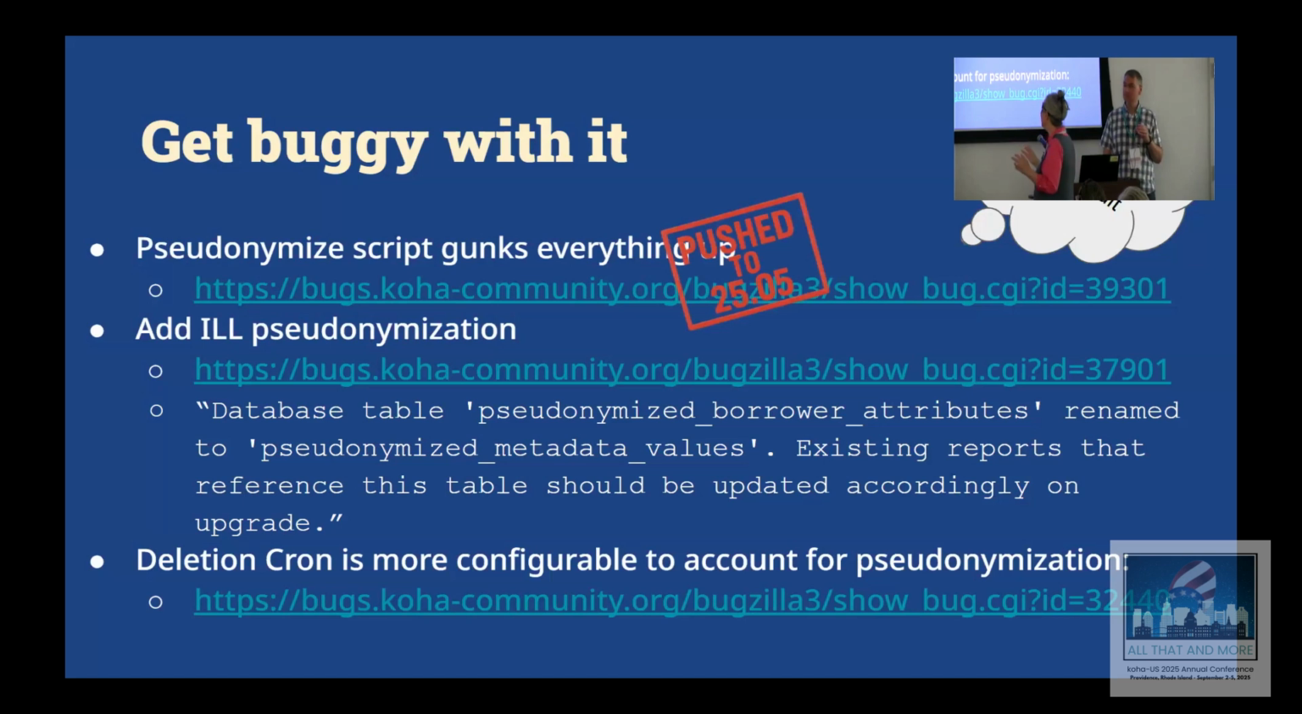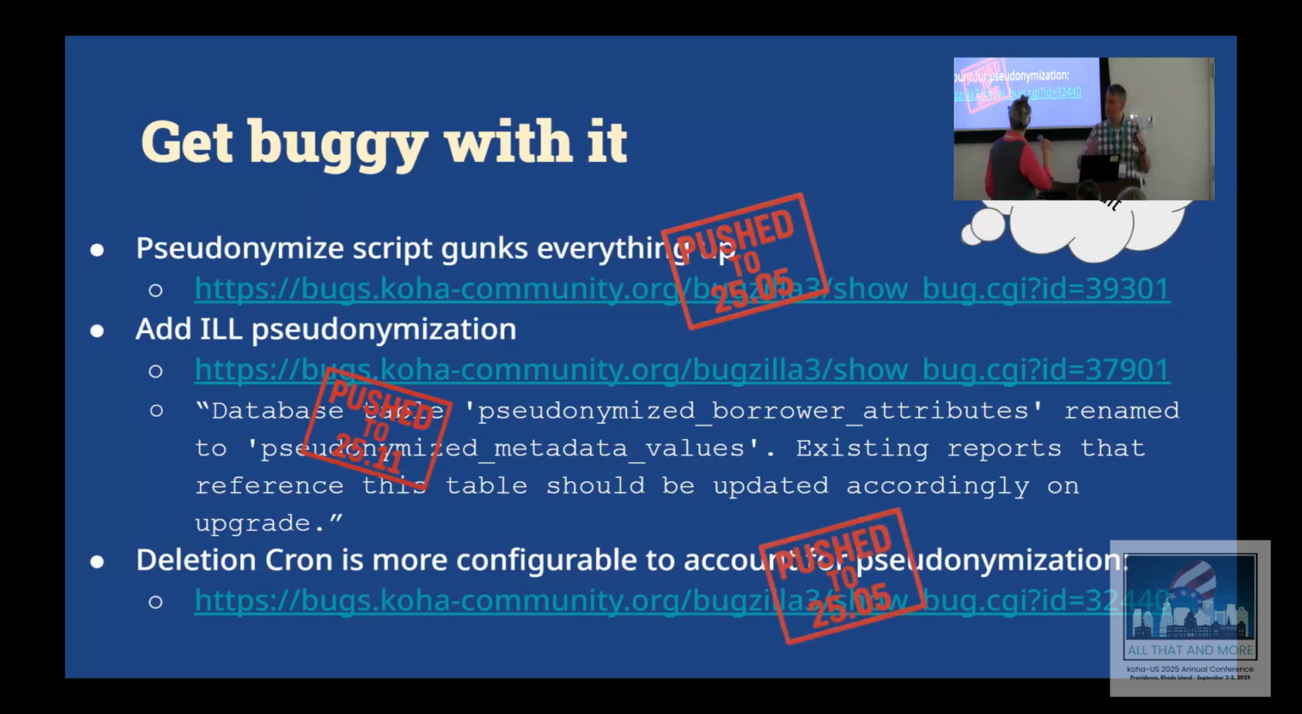And the important thing is that there is a table name change. So as of 2511, if you have any reason to be looking at the pseudonymized borrower attributes table, you will now have to look at the pseudonymized metadata values table instead. And this one will be 2511. And we also have enhancements to the deletion cron, and that is live in 2505.